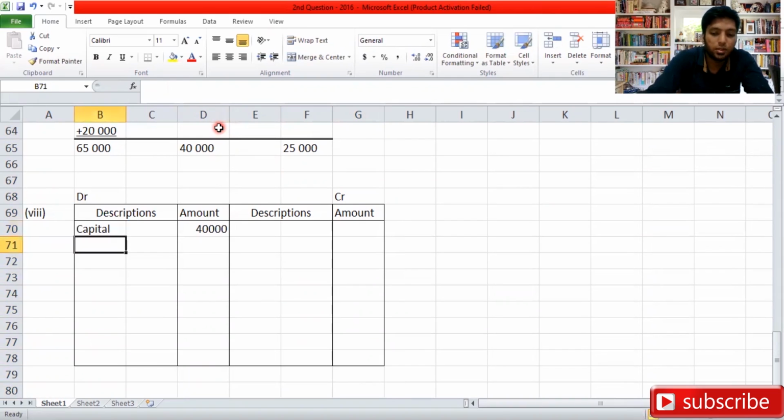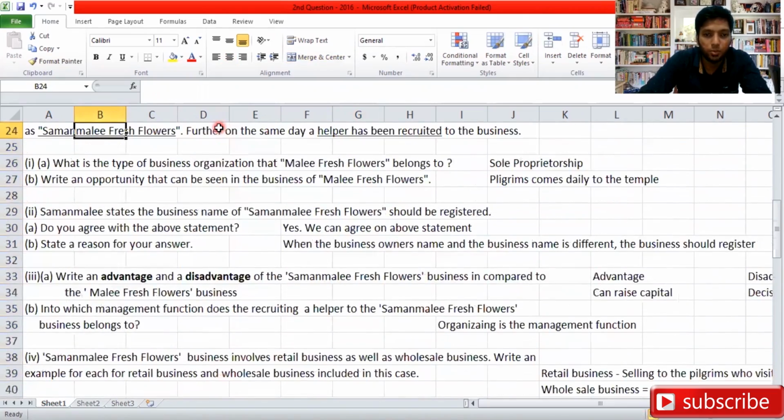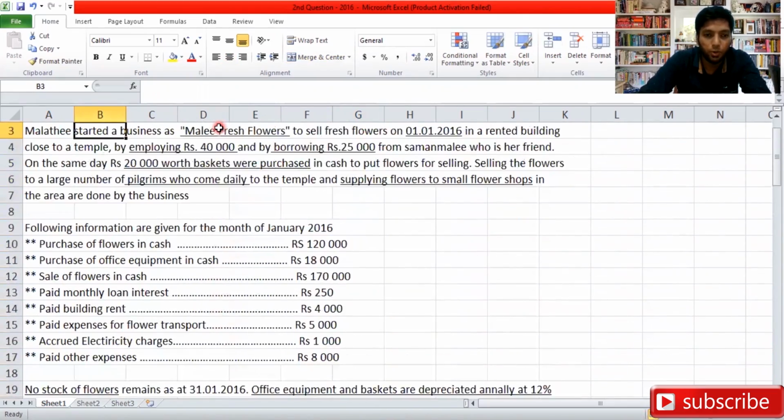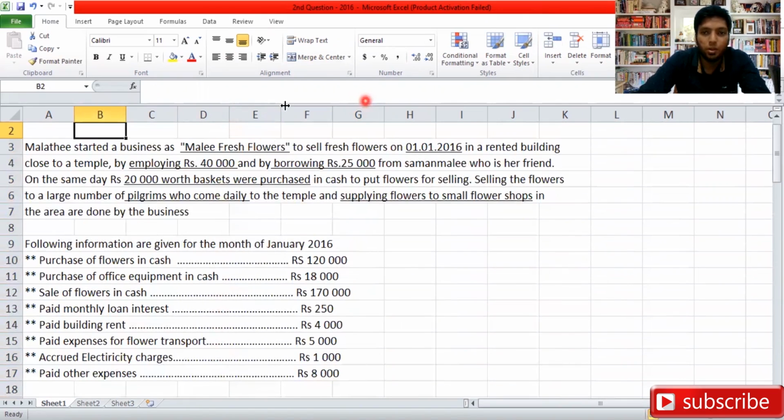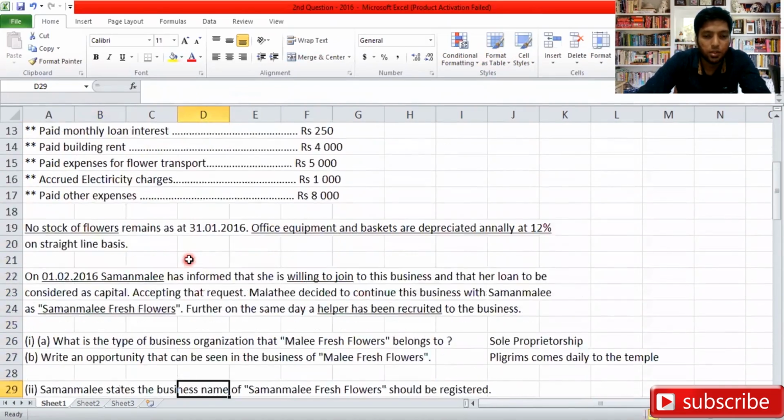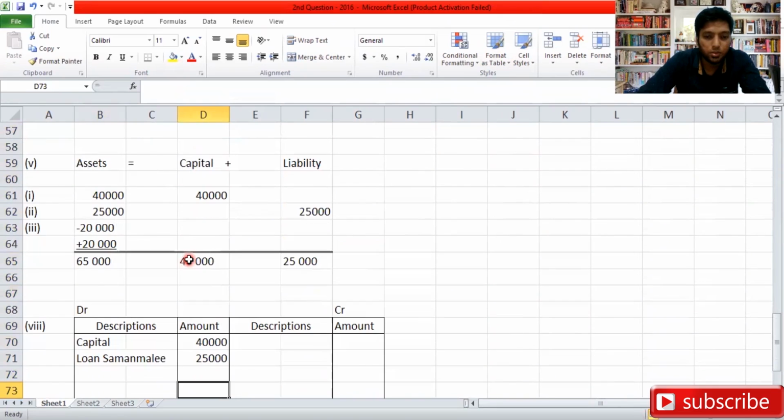Then he got a loan, someone's money, 25,000 guys. So I'll take that also. Then I just see in the above description, do I need to take any more information before going into the information which they have given below? Let's see. Here they are saying she has purchased a basket worth 20,000. So I need to record that basket for 20,000. So I'll record here 20,000.